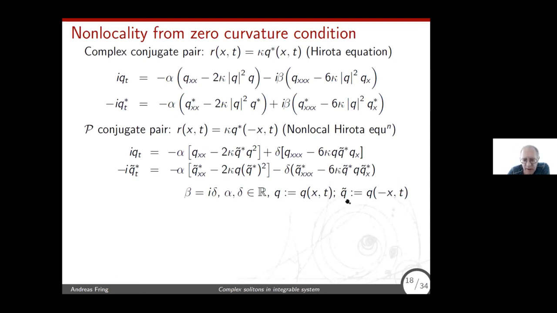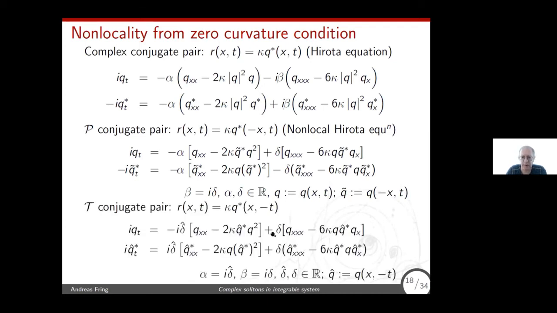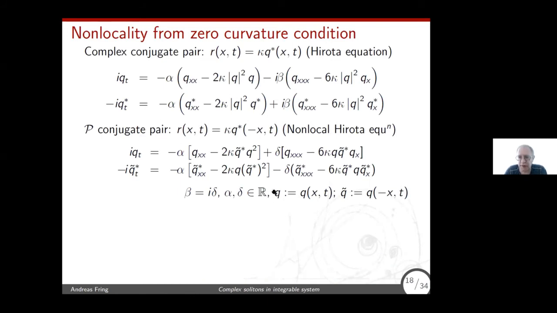So we have a new type of equation, and that's what we call non-local, because we have fields that depend on x, and we have some fields that depend on minus x. And the notation used here is just the standard letter for quantities depending on x, and I put a tilde on top when there's a minus x. So this is a new type of equation we can look at, and by construction it is also integrable because it came from the zero curvature condition.